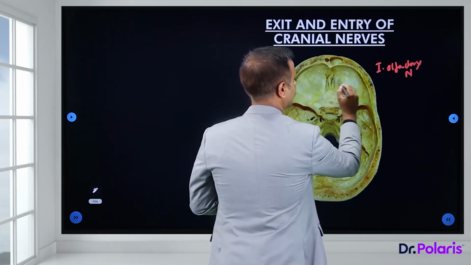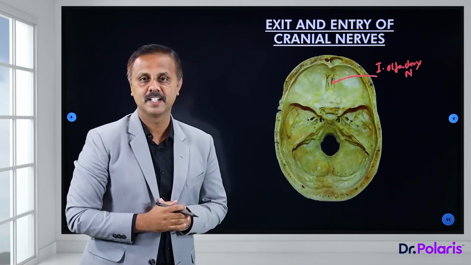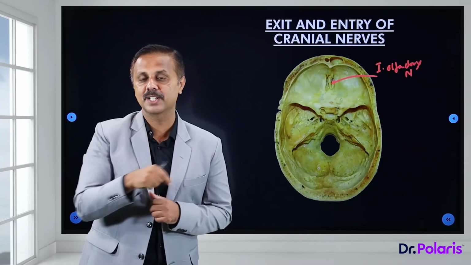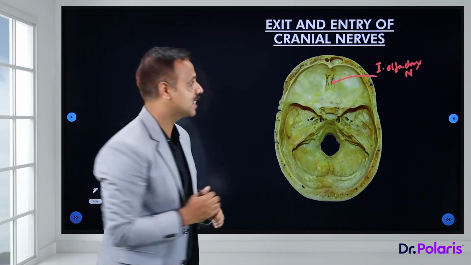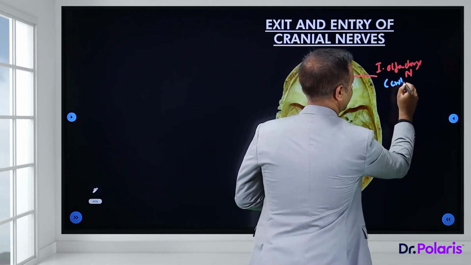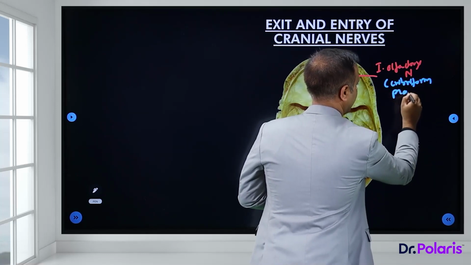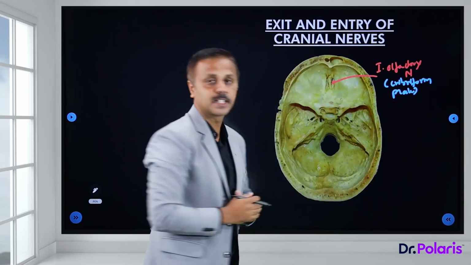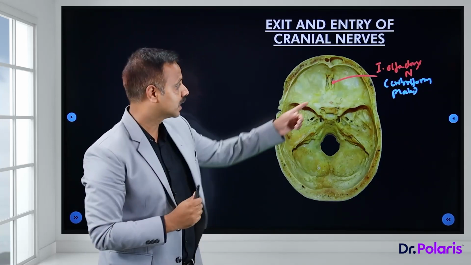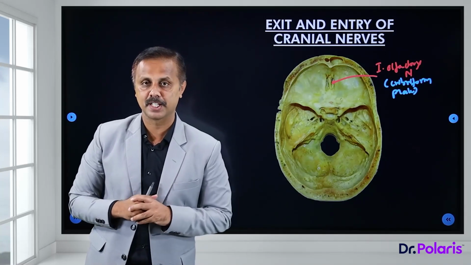Remember, it passes through this region. Now, can you tell me what is this plate which is lying in the anterior cranial fossa and shows a lot of openings or sieves? Yes, this is the cribriform plate of the ethmoid. So this is the cribriform plate. So the first cranial nerve enters the skull by passing through the cribriform plate of the ethmoid. Right, this is regarding the first cranial nerve.